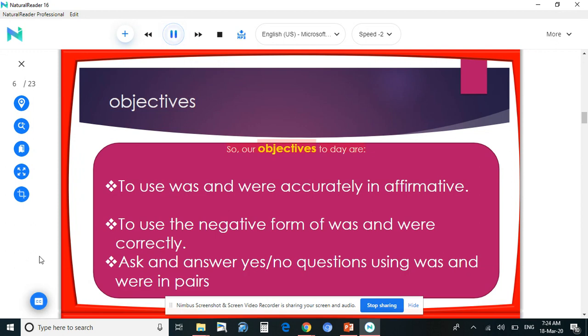So, our objectives today are to use was and were accurately in affirmative, to use the negative form of was and were correctly, and to ask and answer yes/no questions using was and were in pairs.